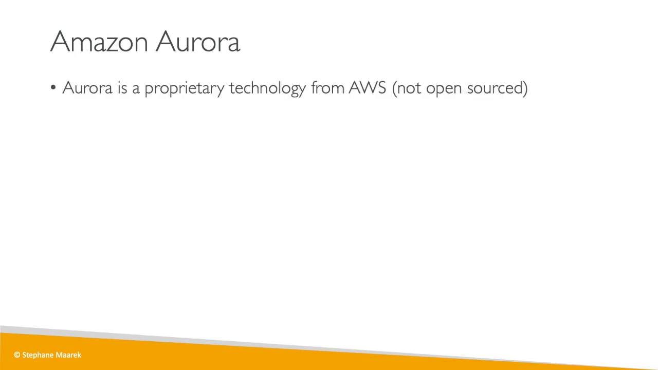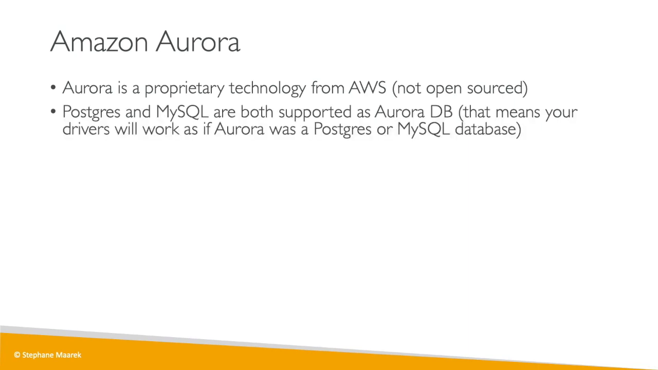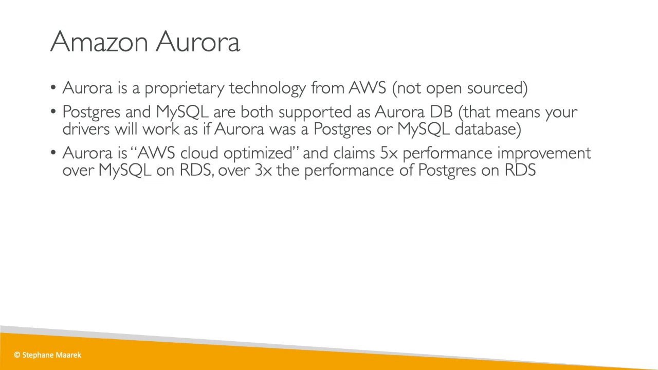Aurora is a proprietary technology from AWS. It's not open sourced, but they made it compatible with Postgres and MySQL. Basically, your Aurora database will have compatible drivers. That means that if you connect as if you were connecting to a Postgres or a MySQL database, it will work.